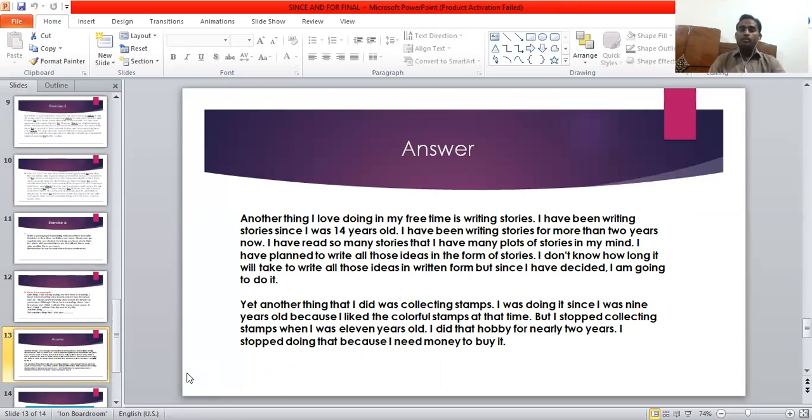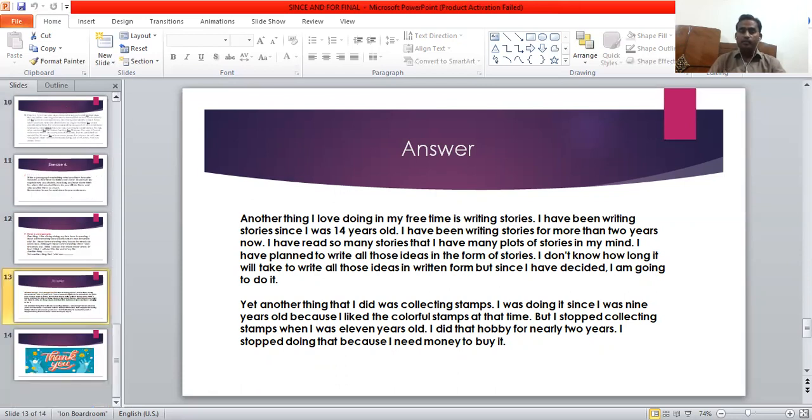Yet another thing that I did was collecting stamps. I was doing it since I was 9 years old because I liked the colorful stamps at that time. But I stopped collecting stamps when I was 11 years old. I did that hobby for nearly 2 years. I stopped doing that because I needed money to buy them. Now you observe that I use since and for in exercise number 6.